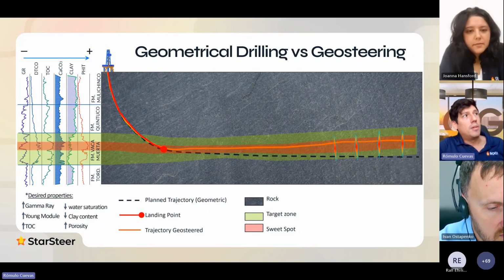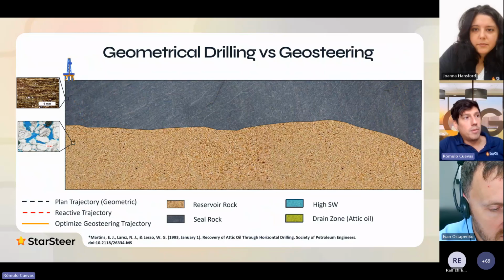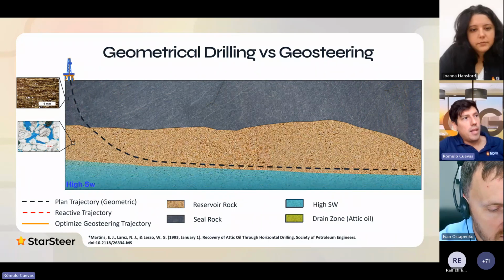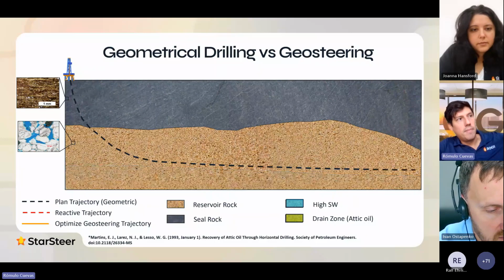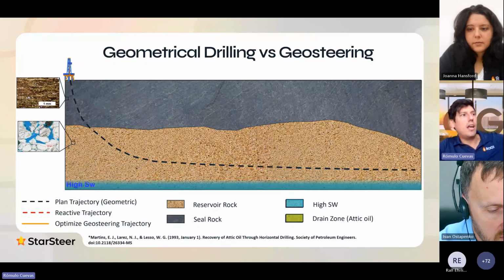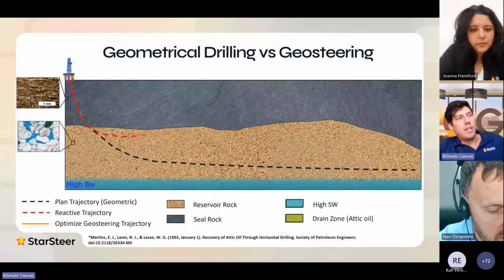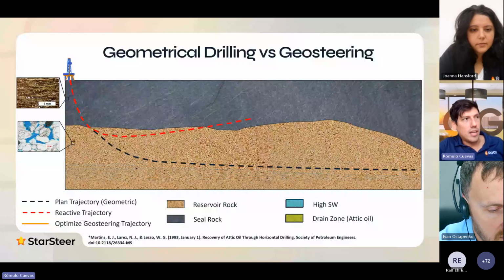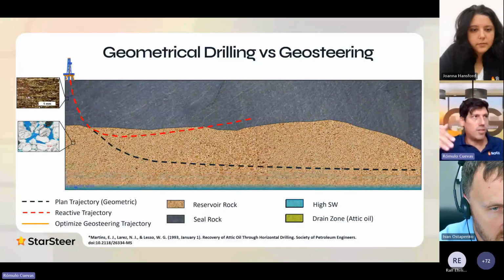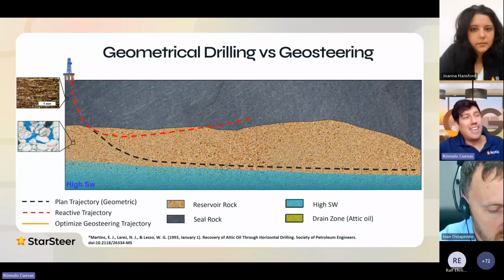Another example we have is of a conventional reservoir. We have a seal rock, we have reservoir rock, and in this case there is a high water saturation. The geometrical plan proposed to drill near this high water saturation, and then there is a reactive trajectory where they start drilling, they enter the reservoir, but they start building inclination faster to avoid the high water saturation, and they exit to the top, as you can see there.